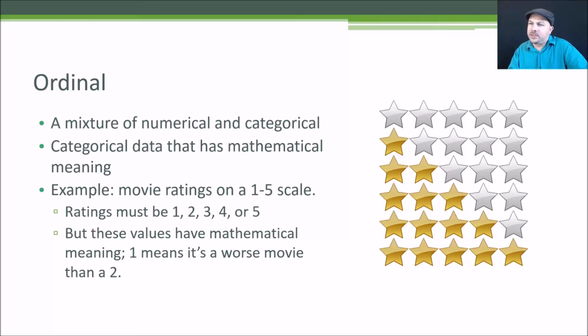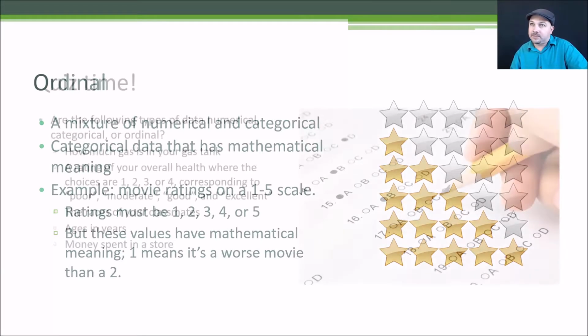Now you could also think of this, if you just thought of it as the actual number of stars, as discrete numerical data. So definitely a fine line there, and in a lot of cases you can actually treat it that way. So there you have it, the 3 different types. There is numerical, categorical, and ordinal data.